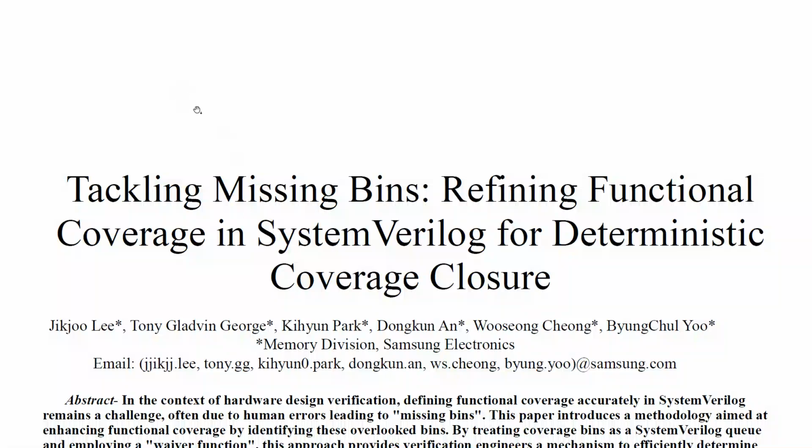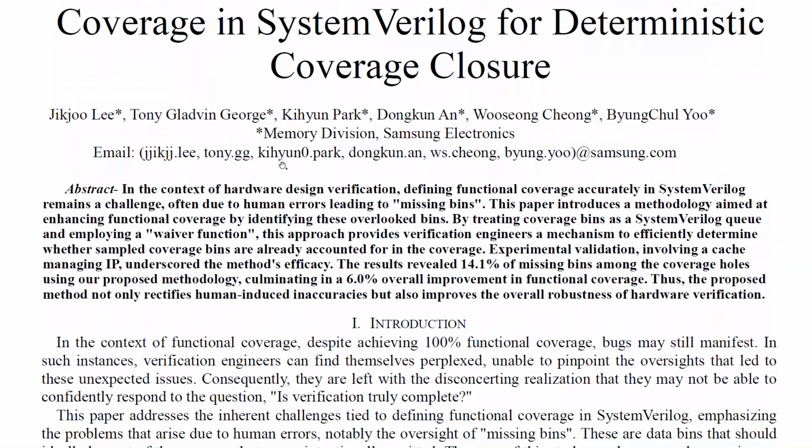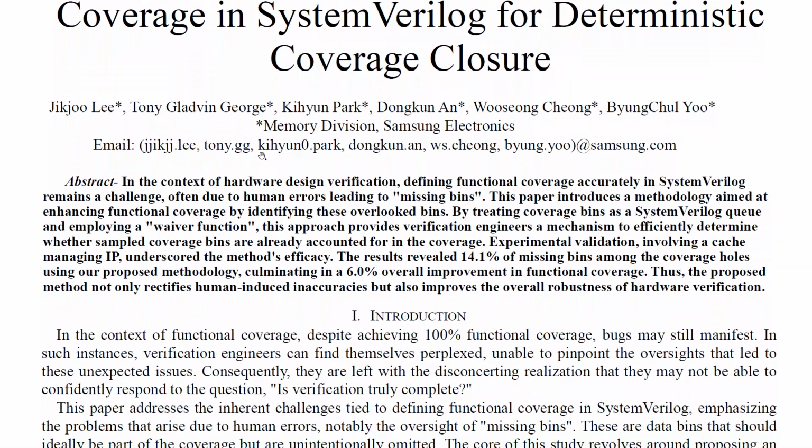Tackling missing bins: defining functional coverage in SystemVerilog for deterministic coverage closure. The abstract.